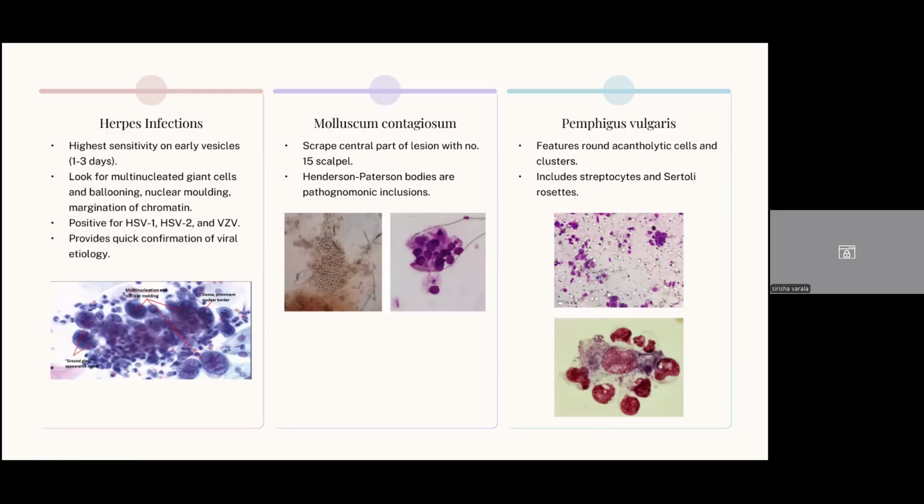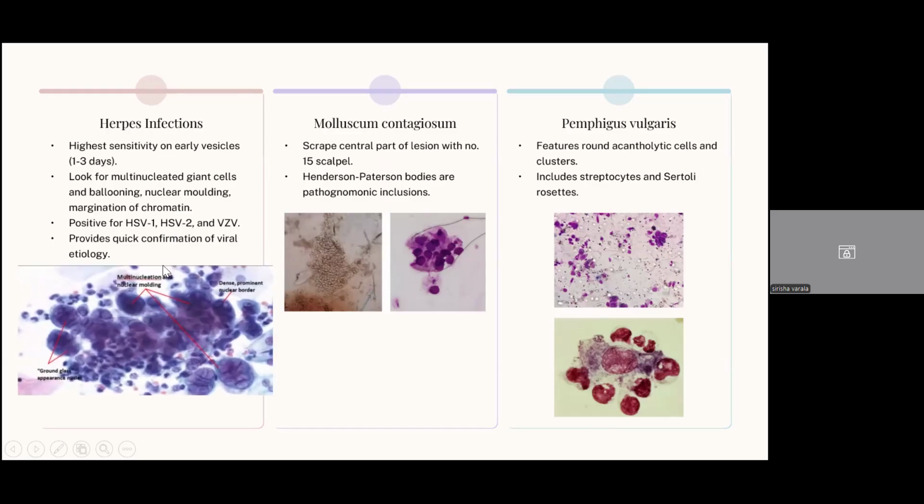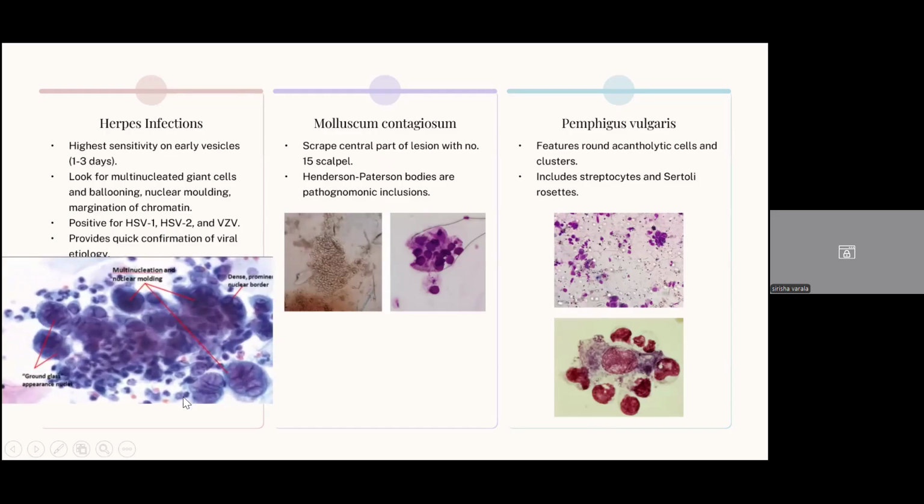So what are we looking at here? We are looking at multinucleate giant cells and ballooning. We are looking at nuclear molding and margination. Now, multinucleate giant cells, we all know these bigger things are multinucleate giant cells. Also look that the chromatin is marginated at the periphery, which is called the margination of the chromatin.